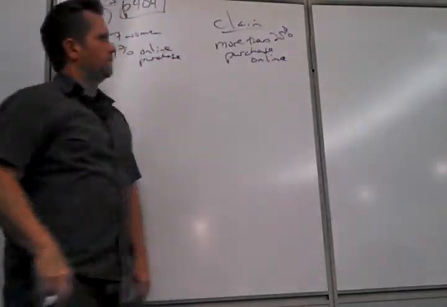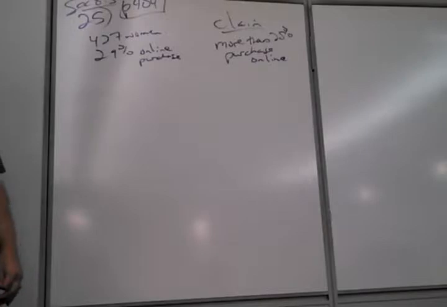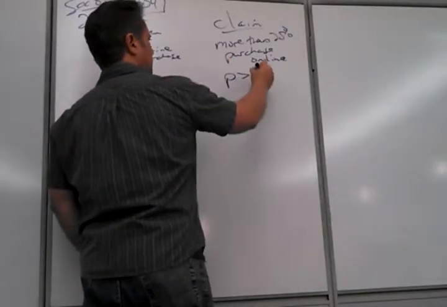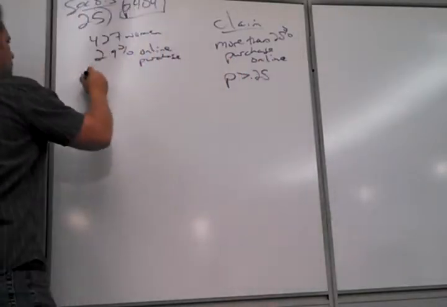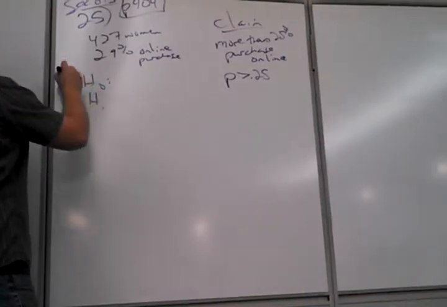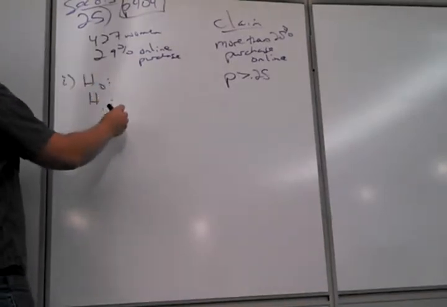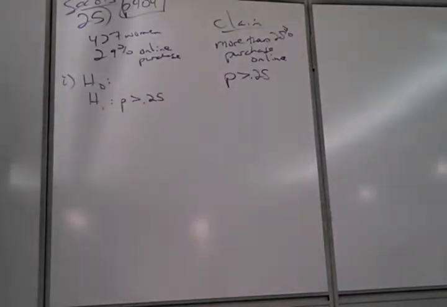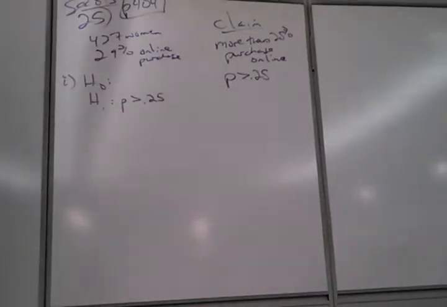All right, so how do you say that in Mathish? The claim. Yeah, p greater than 0.25. So which one's that going to be, H0 or H1? H1, yeah, okay. Right, and of course, why is it that one?